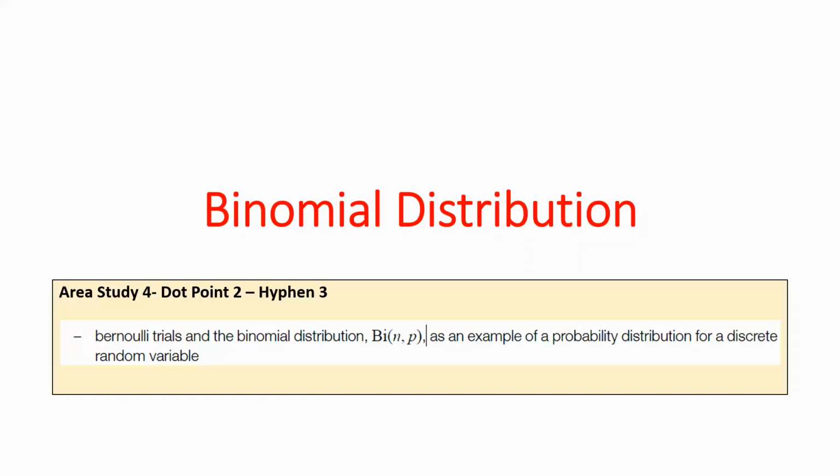Okay, here we go. Binomial distribution is dot point area study 4, dot point 2-3. In terms of notation, this is something nice to see. You've got Bi, which stands for binomial. So when you're in an exam, this is actually nice to write out. You normally do X distributed, that little line, binomially, and then n, p. I'll describe what n and p are, but that's another way of saying your approach.